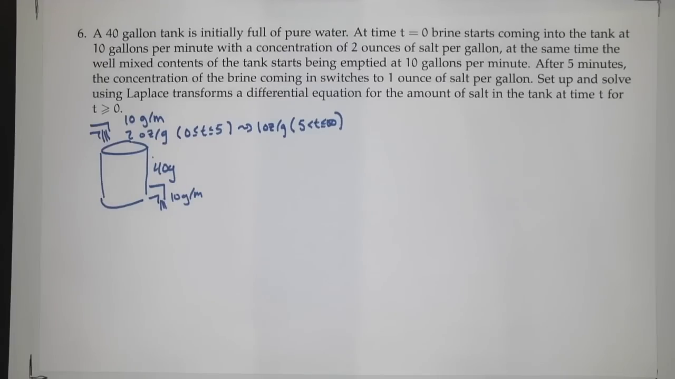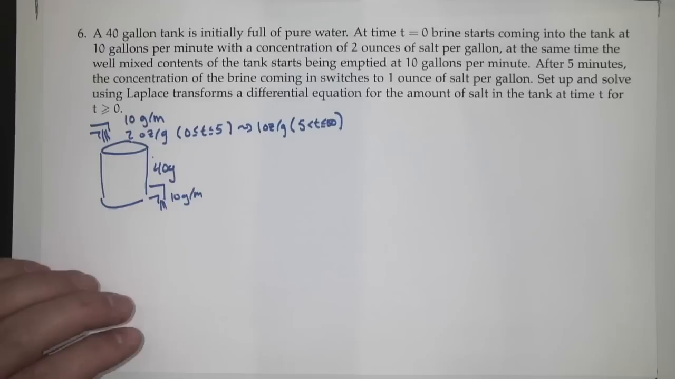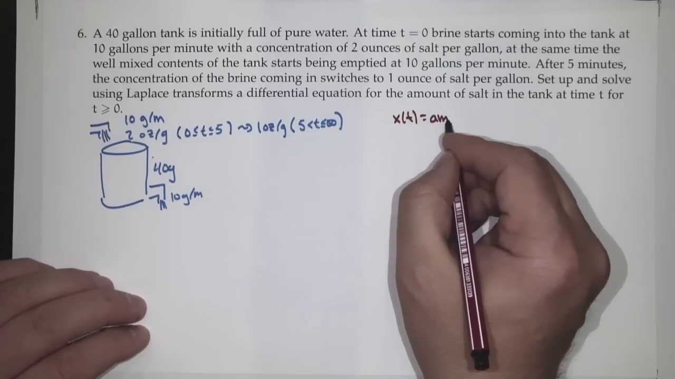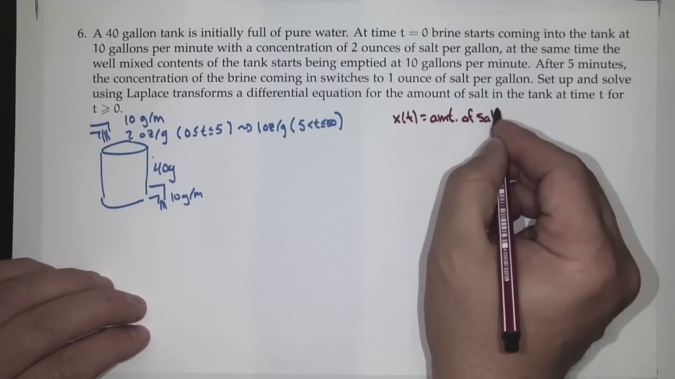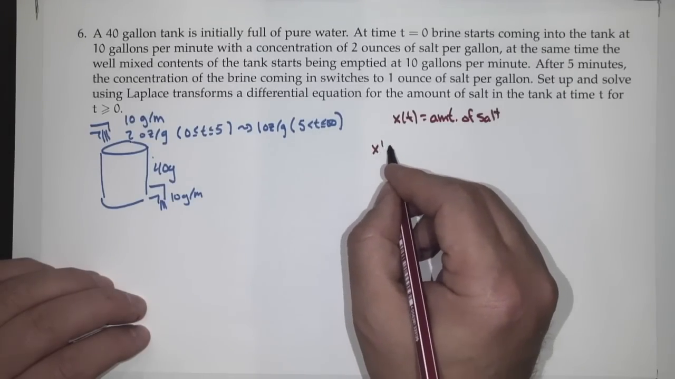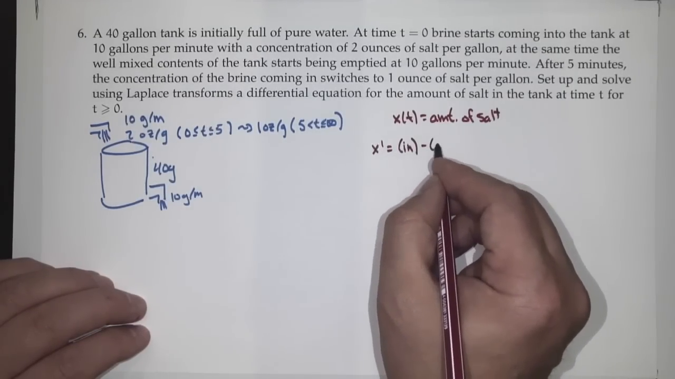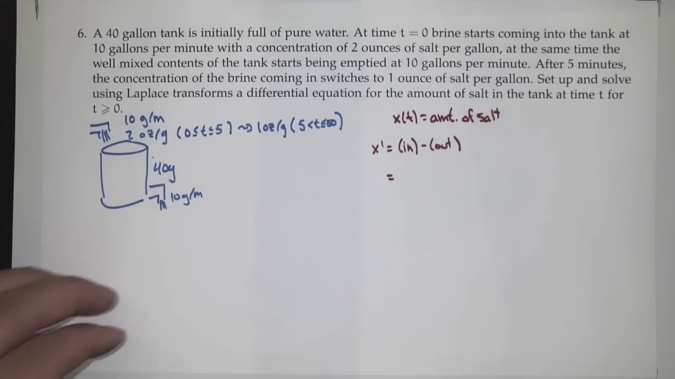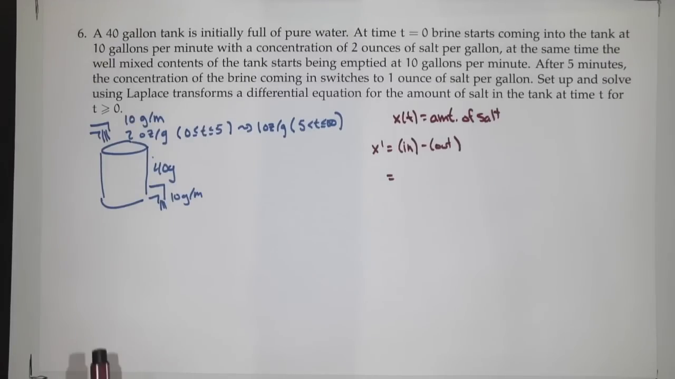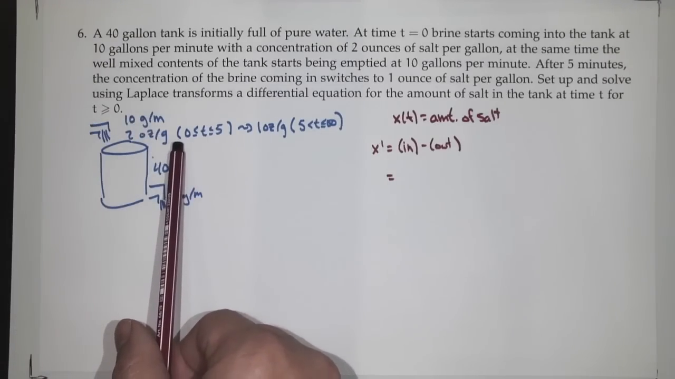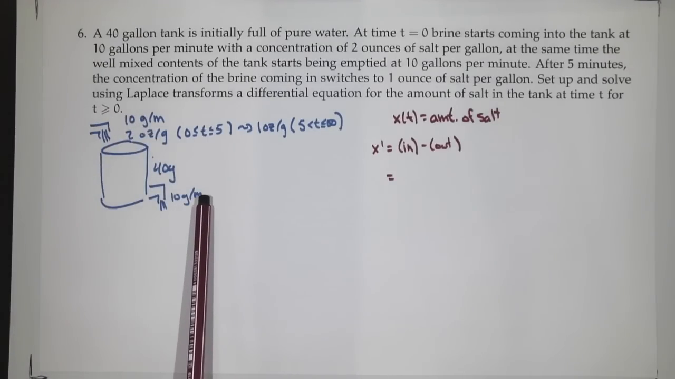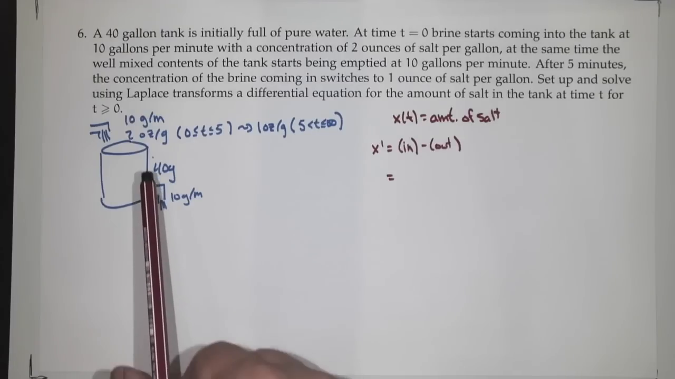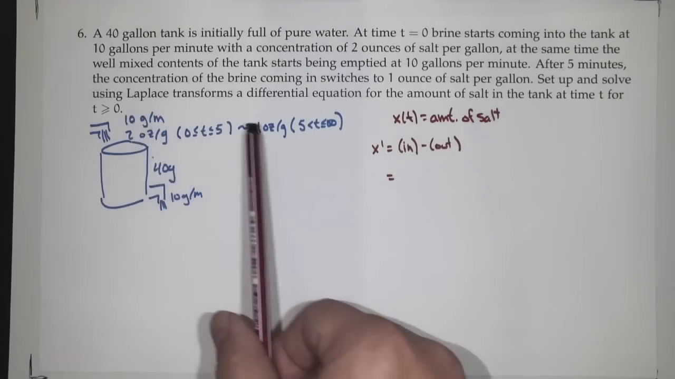Okay, let's set x of t equal the amount of salt. Then what do we have? X prime is the in minus the out. That's not too surprising. So for us, what happens? Well, our inflow changes. For the first 5 minutes, it's 20 ounces coming in, 10 times 2, the rate times the concentration. Then after 5 minutes, it becomes 10.